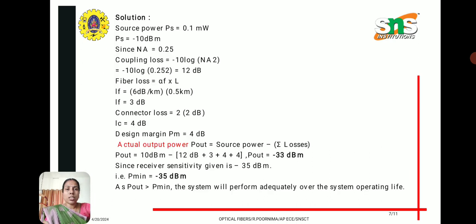For this we consider the source power as 0.1 milliwatt, which is converted into dBm as minus 10 dBm. The numerical aperture is given, from which the coupling loss is calculated. The actual output power is the source power minus the total losses, so it is minus 33 dBm. The receiver sensitivity is minus 35 dBm. So the output power is greater than the minimum power, and the system will perform adequately over the system operating life.